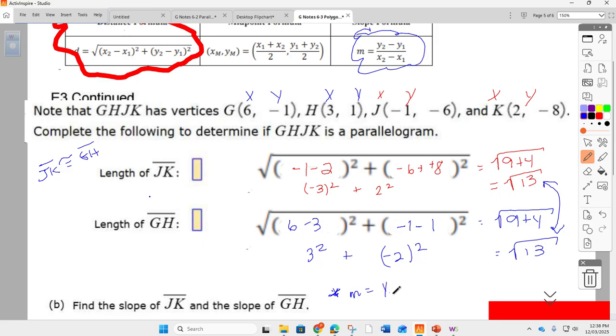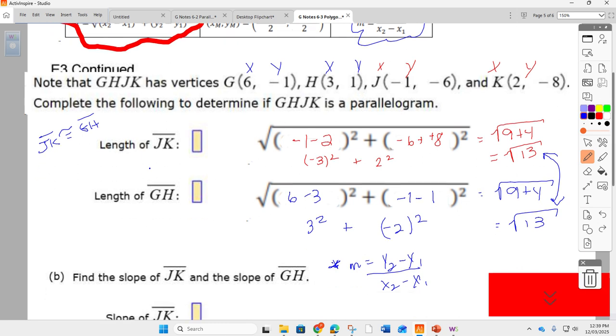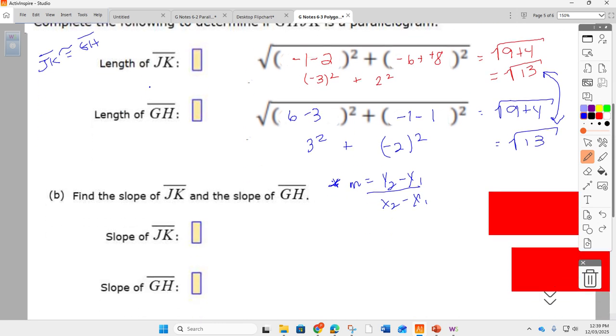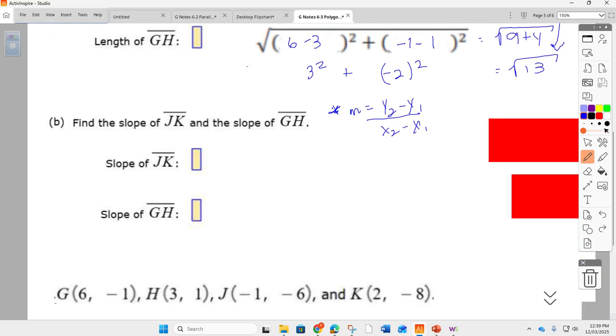And I don't really care if you put the subscripts, but it does remind you that these have to be part of the same ordered pair. The most common mistake on the slope formula is mixing up the x and y coordinates, not putting them in the same order. And also, don't forget the y's going on top. Okay? And I wrote my ordered pairs down here just so I could see them, so you don't need to write those again.